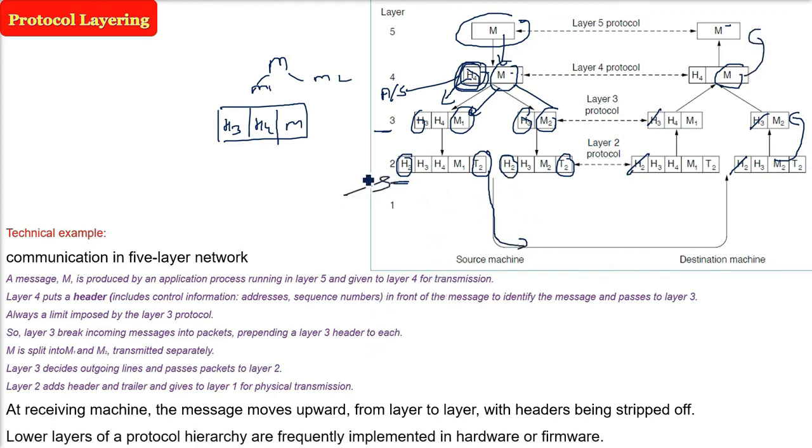The lower layers of protocol, or lower protocols, are normally implemented in hardware or firmware. So when you open the mobile, you see that some message comes up initially on opening. That is the firmware I'm talking about.